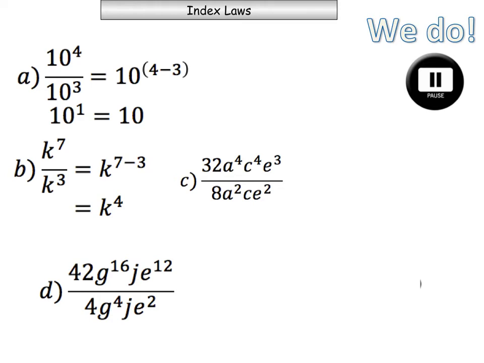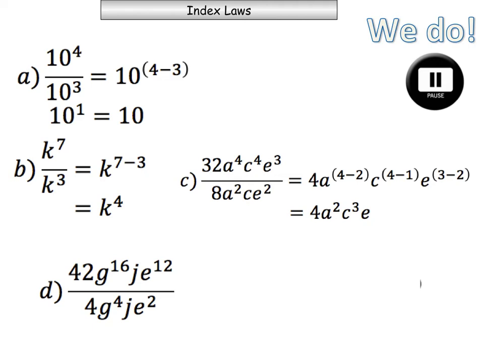Alright, for C, the first thing you need to do is divide 32 by 8, and then go through, and for all the indices with the same base, make sure you're subtracting the powers. And that results in 4a squared c to the power of 3 and e.